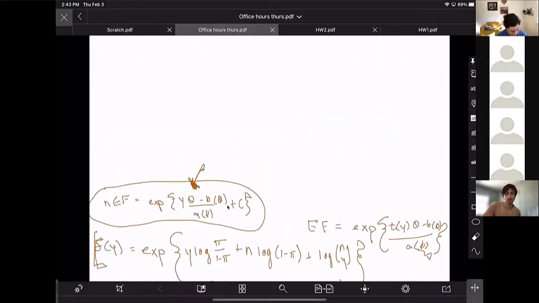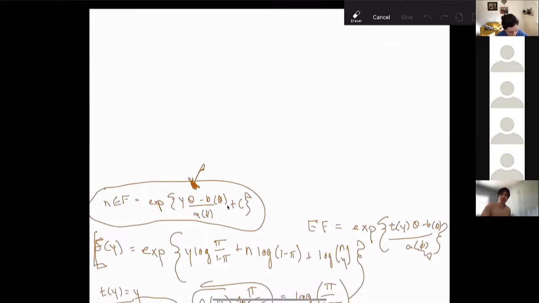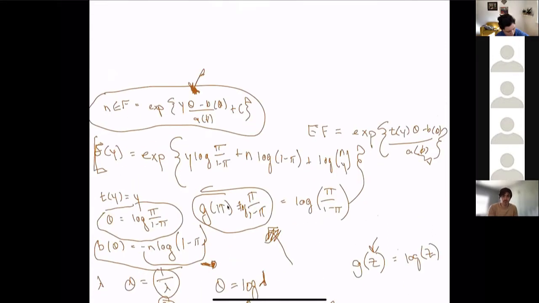I'm going to erase some of this so I have a little more space, unless you guys are copying it down, and then I'll just start a new page.